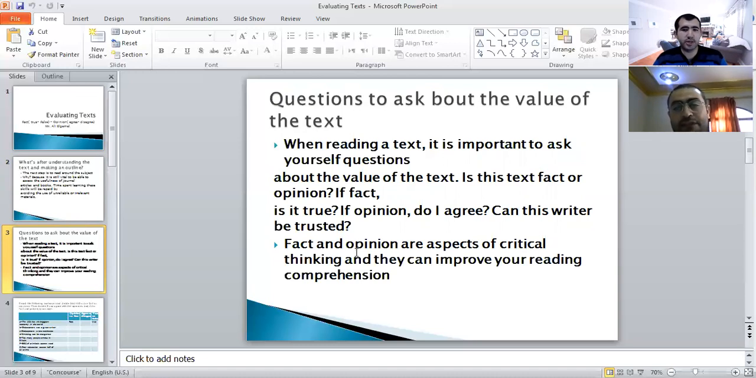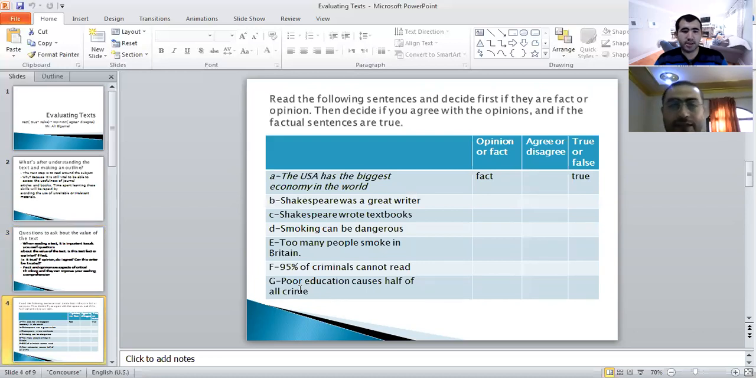Fact and opinion are aspects of critical thinking, and they can improve your reading comprehension, your ability to understand things. Now, it's time to practice some sentences about fact and opinion. Read the following sentences and decide first if they are fact or opinion. Then decide if you agree with the opinions and if the factual sentences are true. The first one has been done for you.